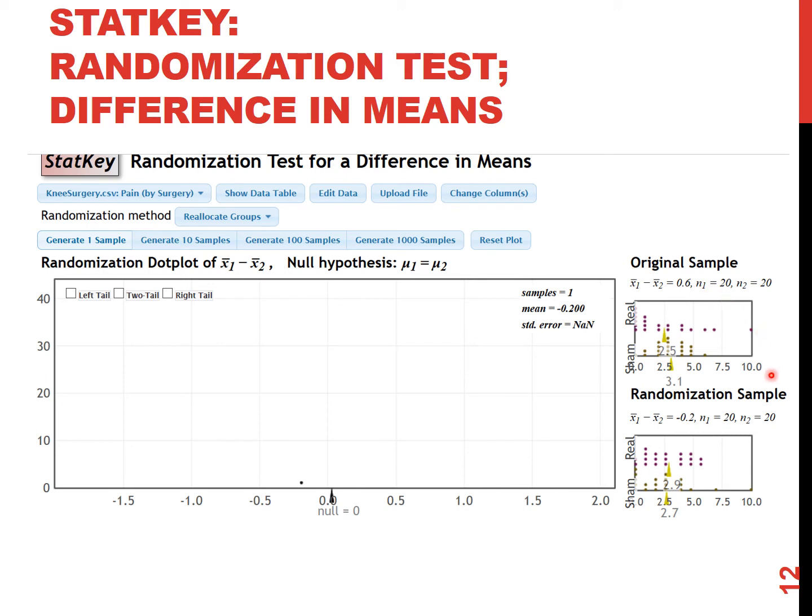Now, down below, I've generated one randomization sample. What it did is it took these same pain scores, but divided them up differently so we can see another difference in means that might have occurred just due to random chance of how the people happened to be broken up into two groups of 20. For each of the newly formed groups, the mean was calculated and the difference of means, negative 0.2, is calculated here and then plotted over here on the randomization dot plot.